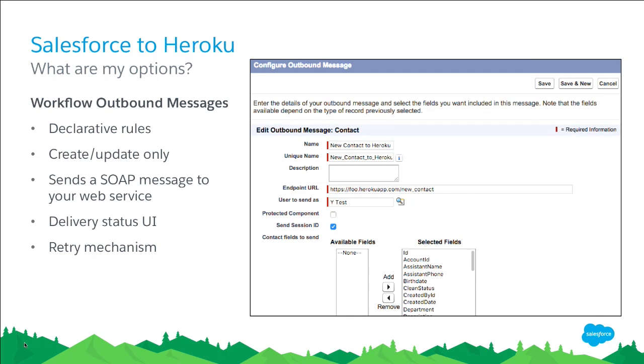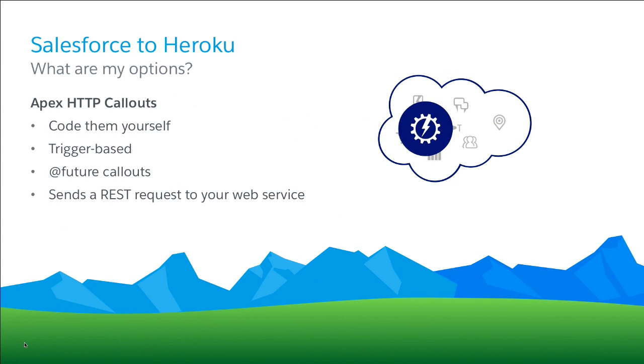There is a delivery status UI that's very nice. You can see how your messages have been delivered, and if there have been failures for whatever reason, there's a nice retry mechanism. So if your SOAP web service is down, it retries automatically for you. So that's the declarative solution.